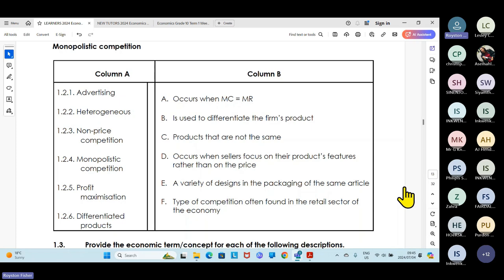1.2.2, heterogeneous. Let's see what the answers are. Buren says it's C. St. Andrew says it's C. Gulu says 1.2.2 is C. Senior Jonga Hai, no, that's other answers. Apologies. St. Andrew says it's C.